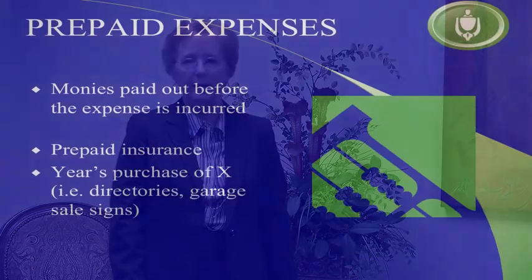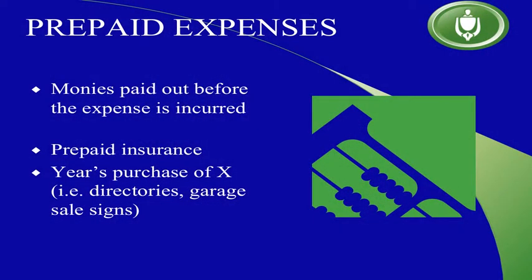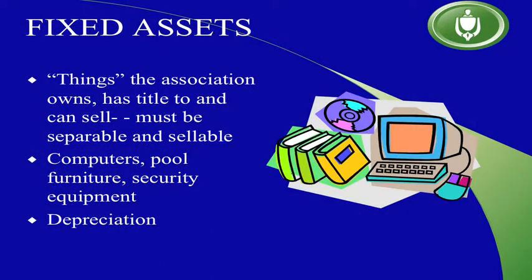The association may also prepay for supplies such as garage sale signs or directories. They will set this up as an asset and then write them off or amortize them over the estimated useful life of the asset. Fixed assets are things that the association owns.